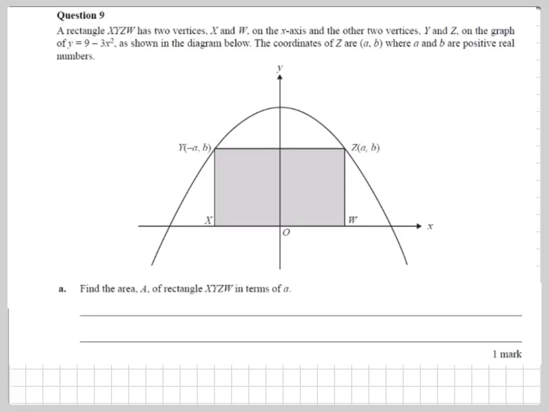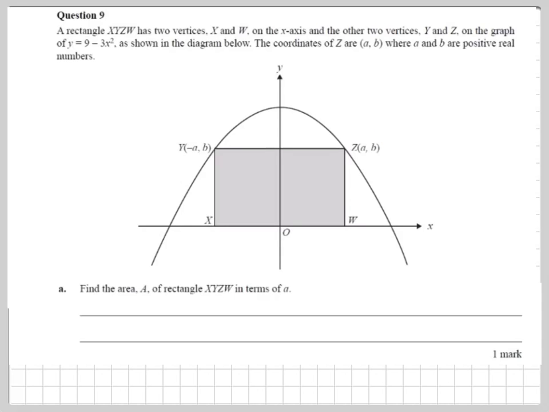The coordinates of Z, what are they? Oh yeah, okay, Z's here. A and B, but as we know, guys, they are A and 9 minus 3A squared, because that's the equation. So you don't even need the B, guys. We get rid of complication as quick as we can. And A and B are positive real numbers.